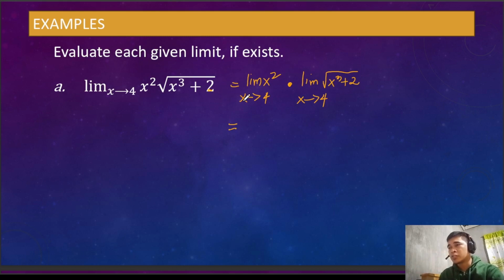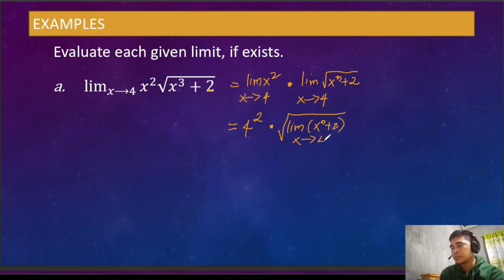So the limit of x squared as x approaches 4. Here, this is x, and we know the limit of a variable is equal to a. So we get 4 squared, times, now this is an nth root, so we need to get the limit of the inside expression. So we take the square root of the limit of x cubed plus 2 as x approaches 4. So this is 16, right? 4 squared times the square root of, what is the limit of x cubed?